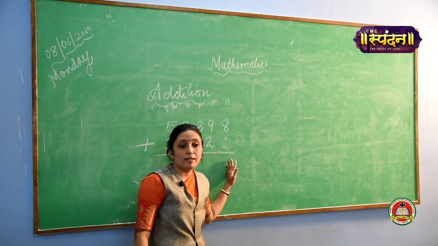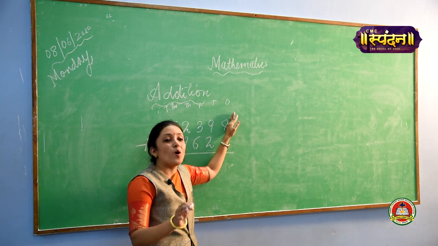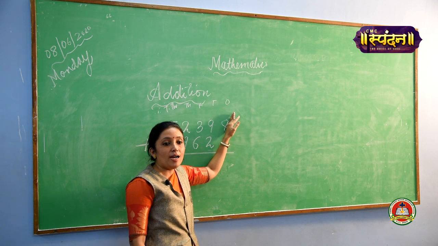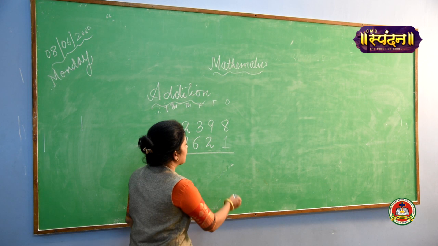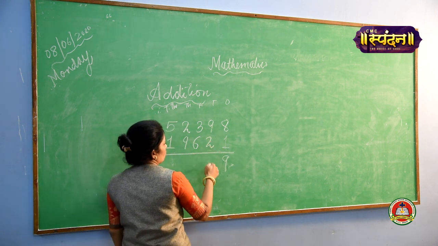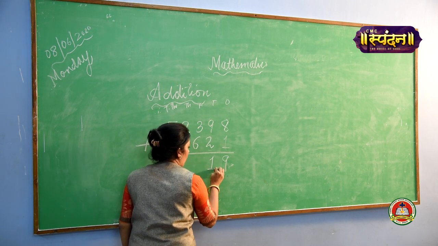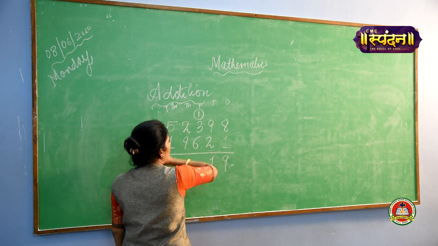So as I have explained to you, children, yes, we have to start from the ones place. From where do we have to start? Ones place. Yes. 8 plus 1 is 9. Then we have 9 plus 2, that is 11, 1. But where is the 1 going to be? It will be your carry over.